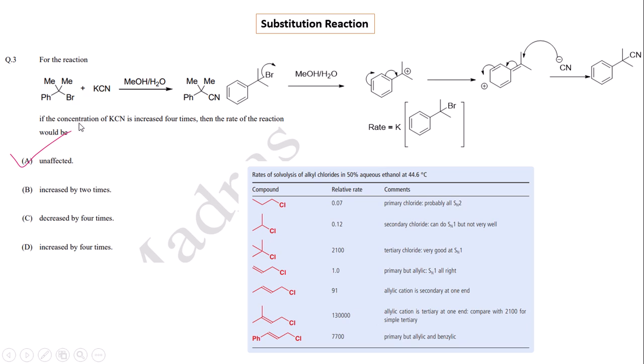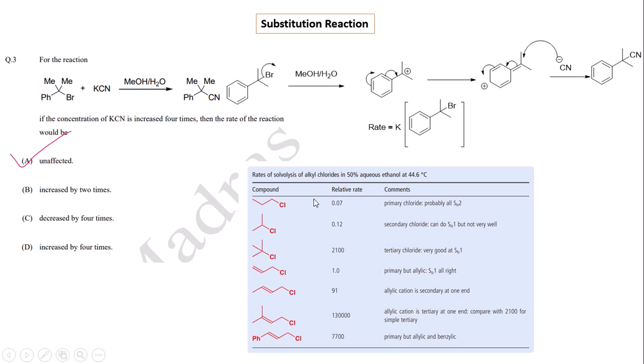In the problem, the concentration of potassium cyanide, that is the nucleophile, is increased 4 times. Since the rate does not depend on the concentration of the nucleophile, the rate is unaffected by the increase of the potassium cyanide concentration. So option A is correct.